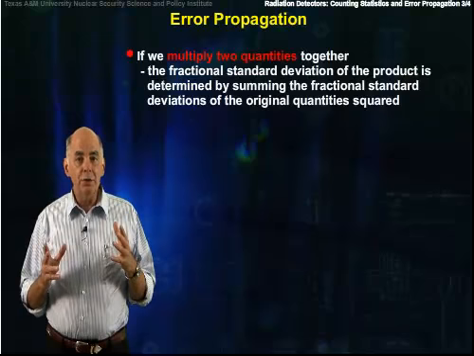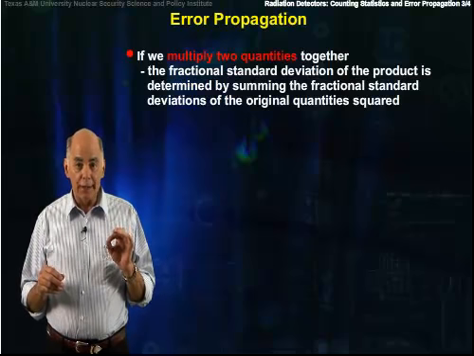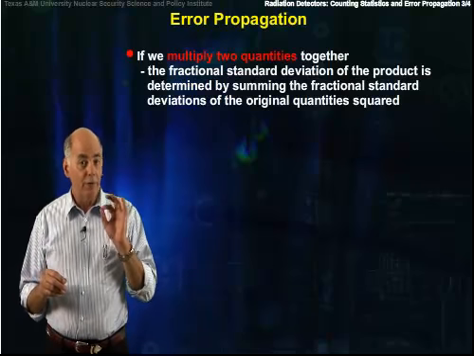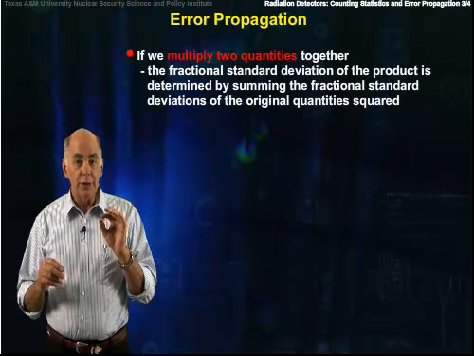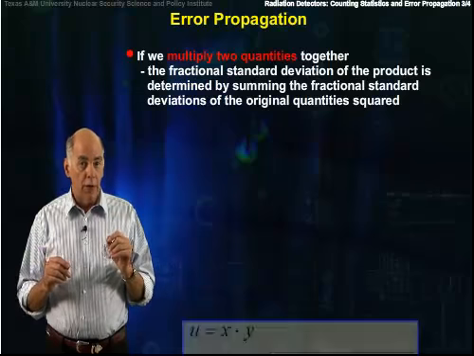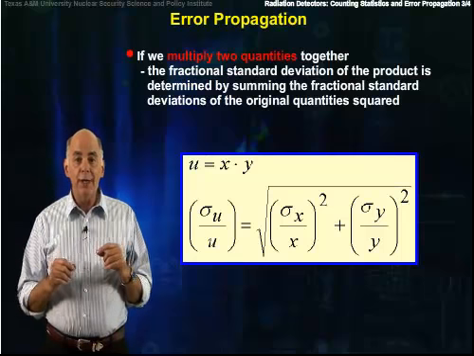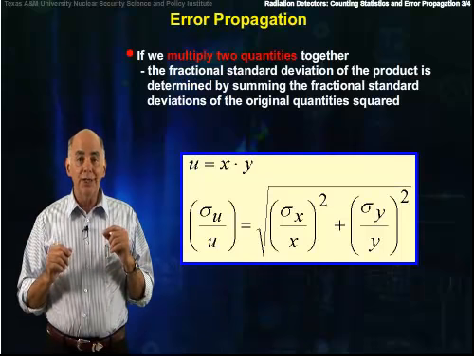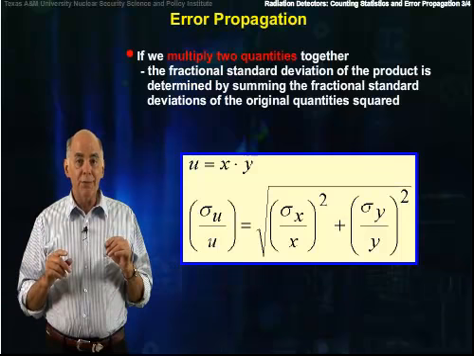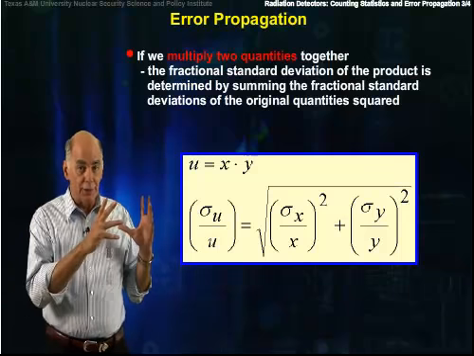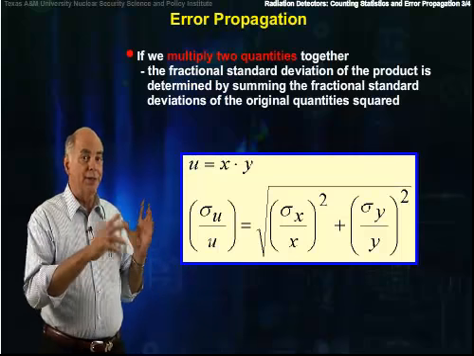If we multiply two quantities together, the fractional standard deviation of the product is determined by summing the fractional standard deviations of the original quantities squared. Or, if u equals x times y, then the standard deviation of the product is sigma u divided by u quantity squared equals sigma x divided by x quantity squared plus sigma y divided by y quantity squared.